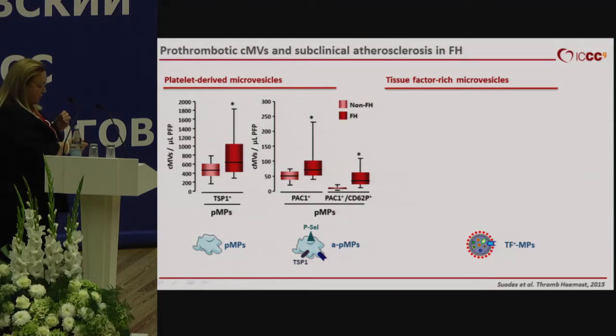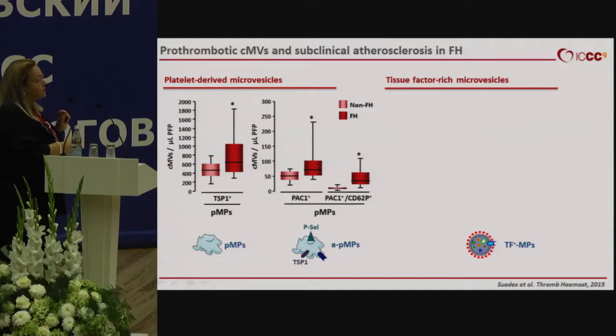So, as you see, if we were looking for thrombospondin-carrying microvesicles, the amount of microvesicles that we could detect in the FH patients were significantly higher. And these are coming from platelets. But then we look into activated platelets, those platelets that are ready to attach to substrates. We analyze PAC1 and those microparticles that were positive for PAC1 and CD62P. Meaning that this is a platelet, and PAC1 is the receptor, 2B3A, a form of the receptor. Therefore, in both cases, these microparticles in familial hypercholesterolemic patients were increased.